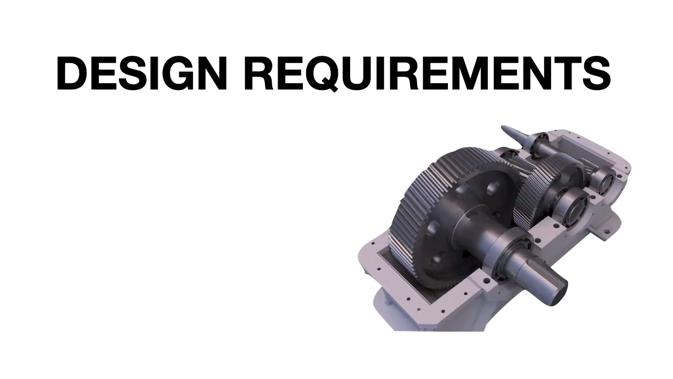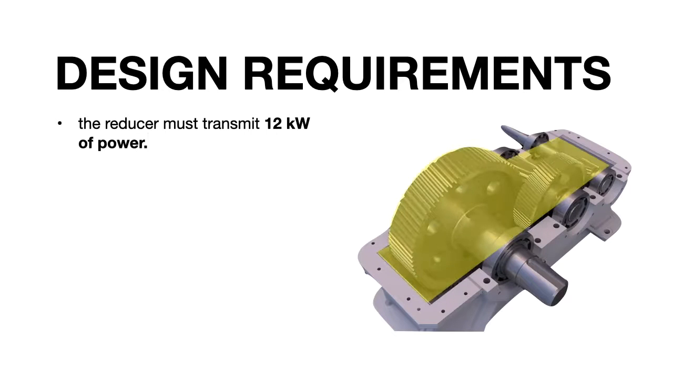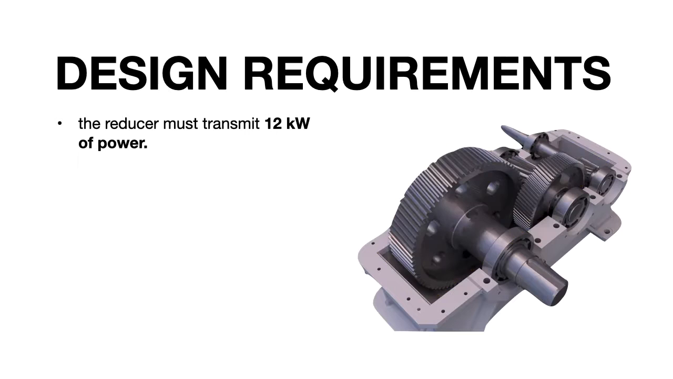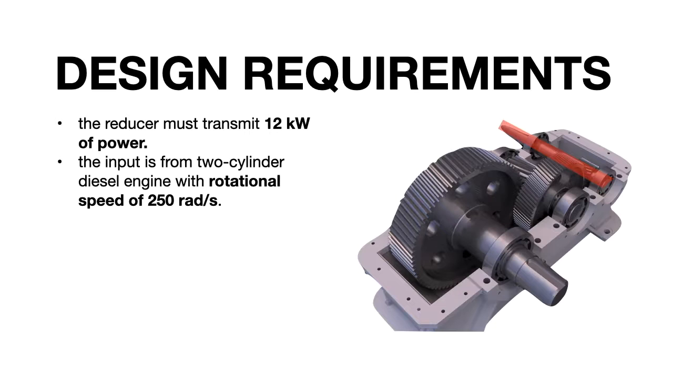Now, let's look at the specific design requirement of this speed reducer. Okay, remember the design requirement requires some quantitative value to support the description. Okay, for example, number 1, we want the speed reducer to transmit 12 kilowatt of power. So 12 kilowatt is the quantitative value. Okay, the second one, the input is from a 2-cylinder diesel engine, the tractor's engine, with rotational speed of 250 radians per second. So 250 radians per second is the quantitative description.